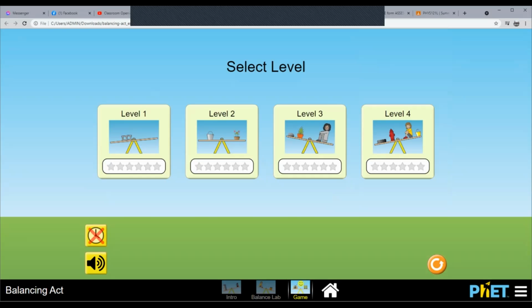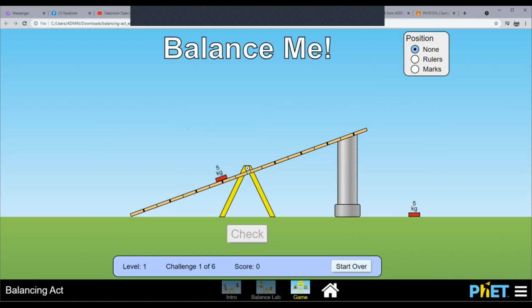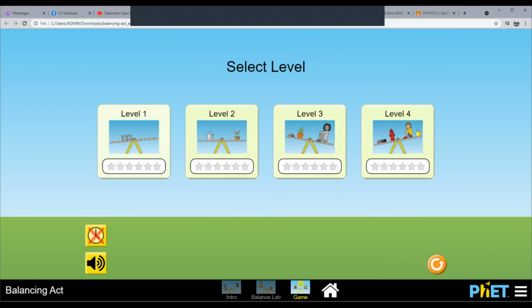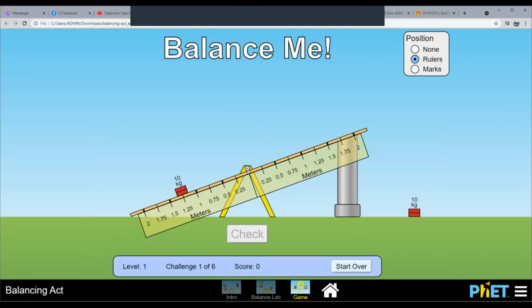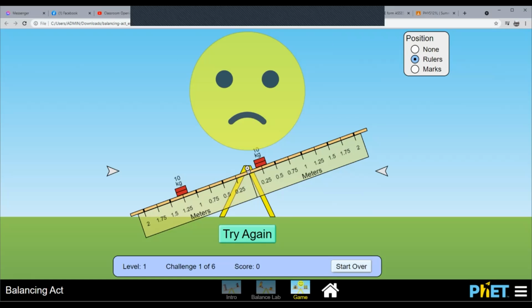So let us try this one. Try natin tong game na to. Let me see lang kung mag-work ito sa atin. Okay. So we are going to put the rulers na lang. So try to support. Ayaw mag-work ng game. Sorry. Ayaw niya mag-work. Let's see what would happen. Let us check. That is a wrong answer.